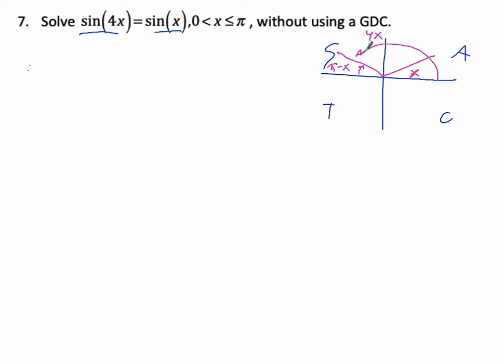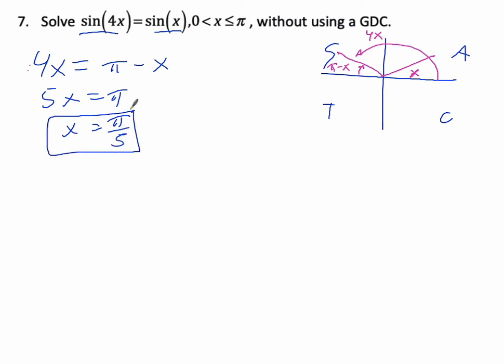So basically that means you have 4x equals pi minus x. So you can solve that equation. 5x equals pi, and x equals pi over 5. So that's one answer. If you check it, you can check it pretty easily. You get sine 4 pi over 5 and sine pi over 5, and those have the same sign because they both make the same angle with the x-axis, right?